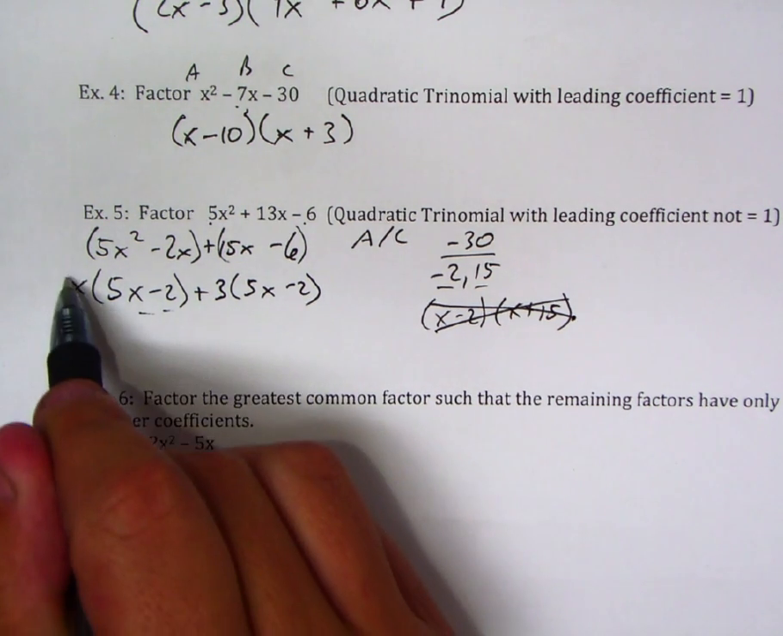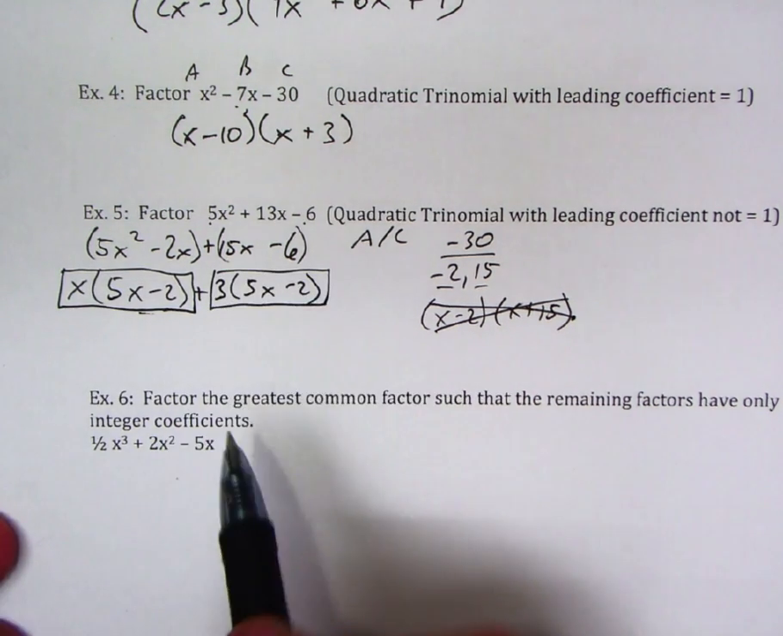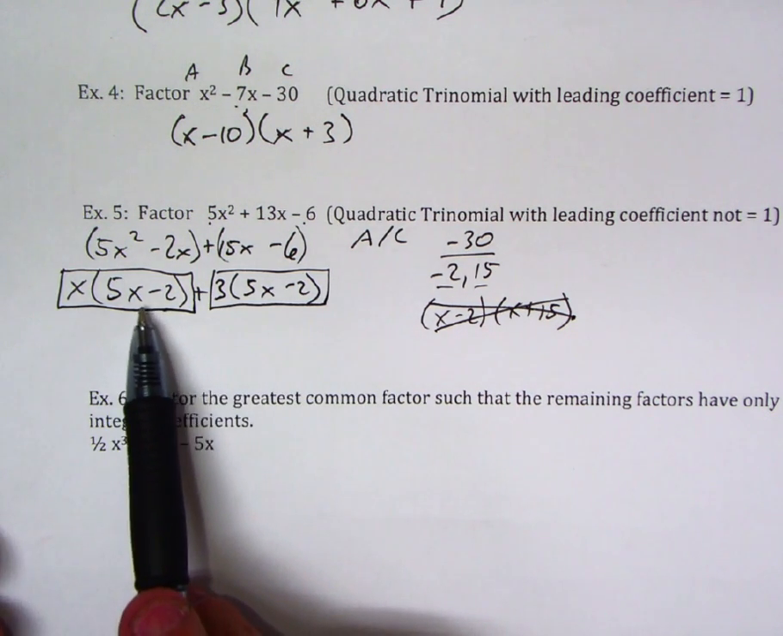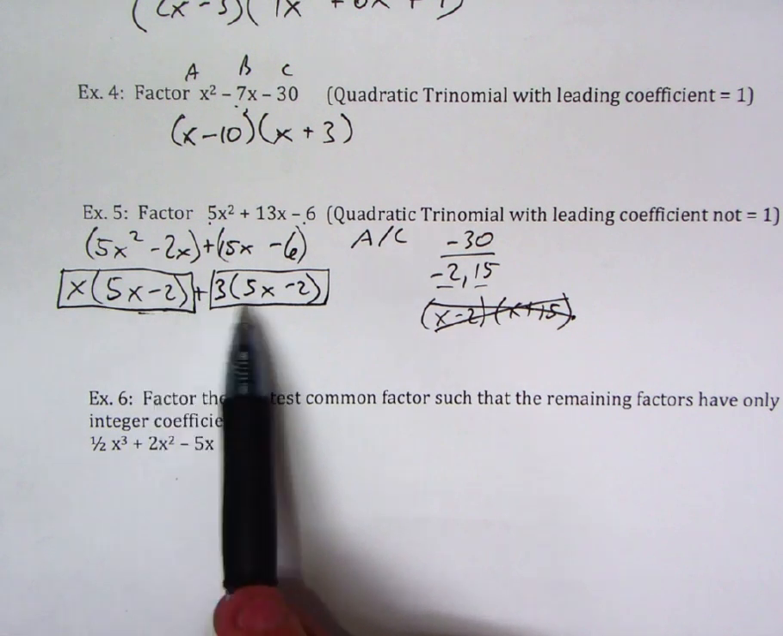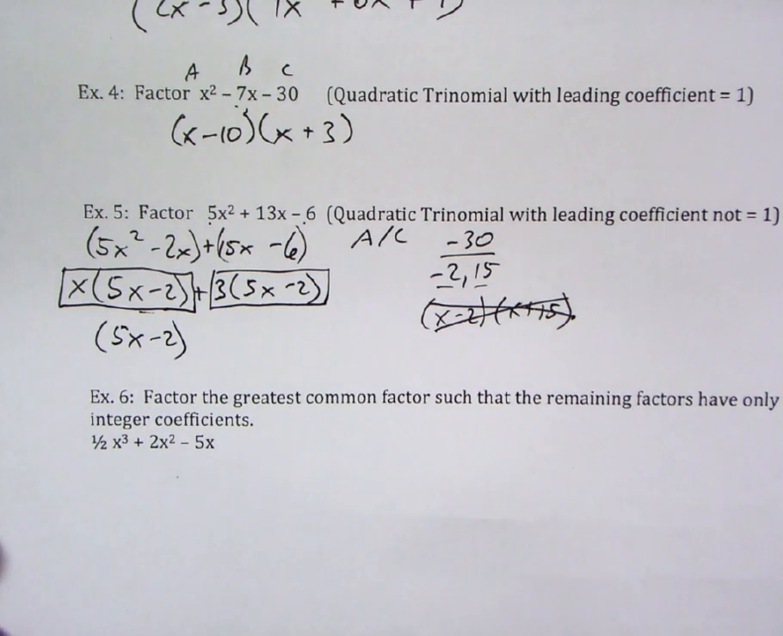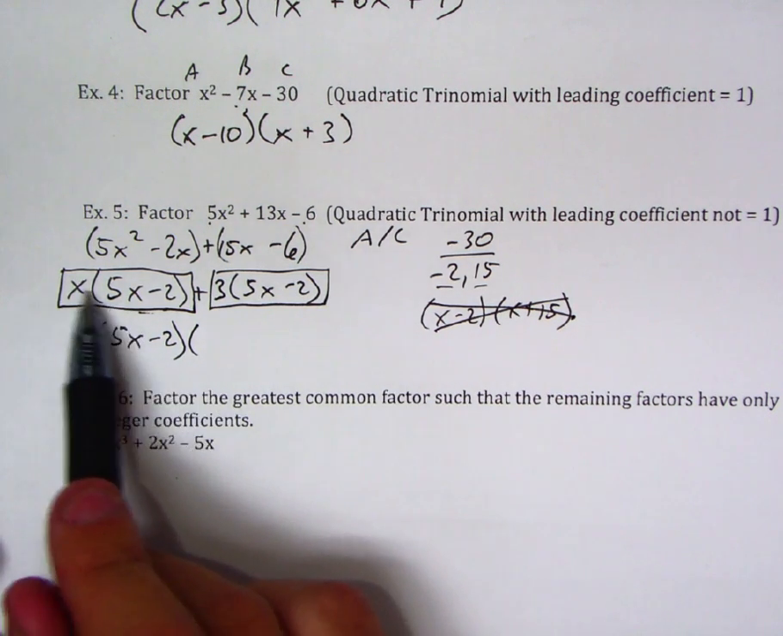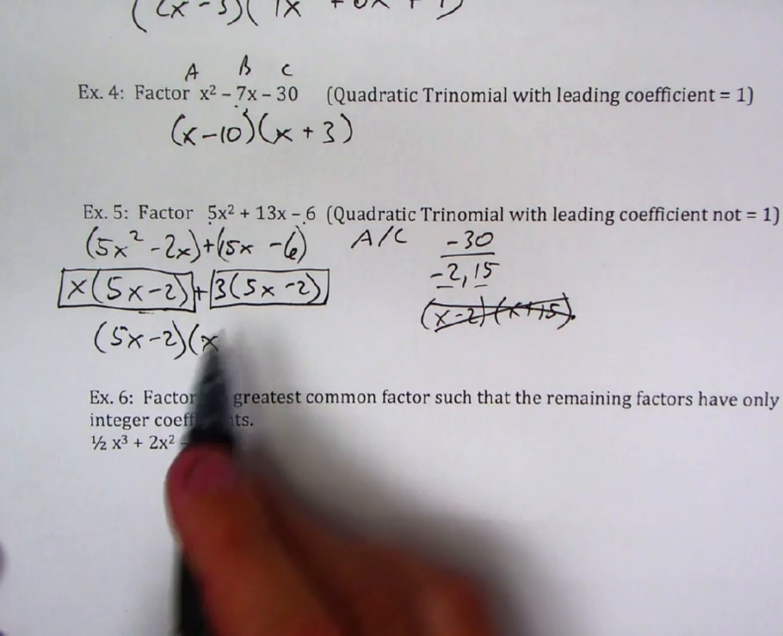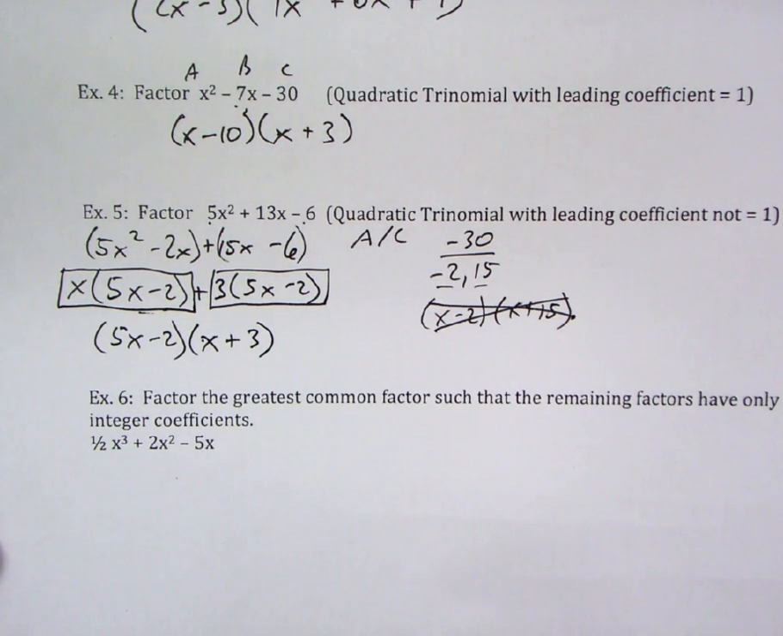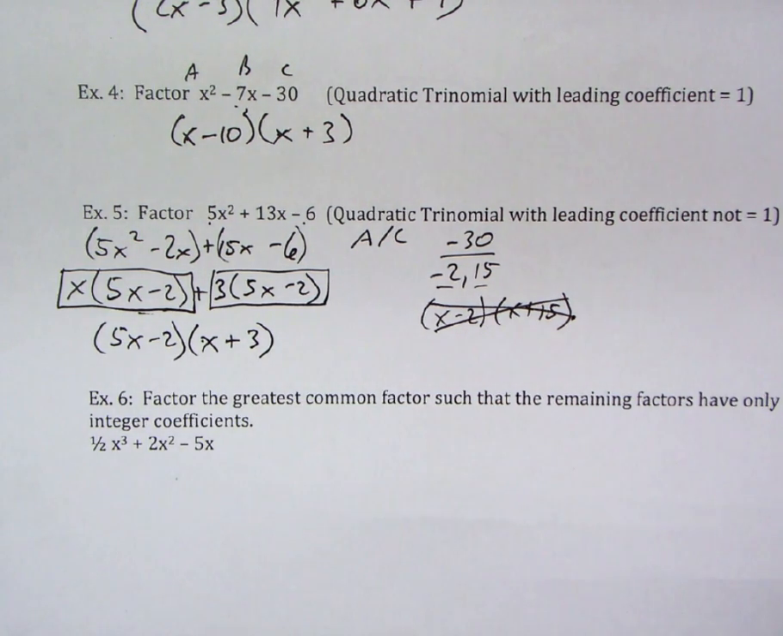Here's what we do next. I want you to look at this term here and this term here and think about what they have in common. They have a 5x minus 2 in common. So basically what I want to do is factor out a 5x minus 2 from each of these. And when you factor something out, you pull it out in front. Then think about what's left if you pull out 5x minus 2. From the first group, you're left with x, and then bring the sign down. And in the second group, you're left with 3.